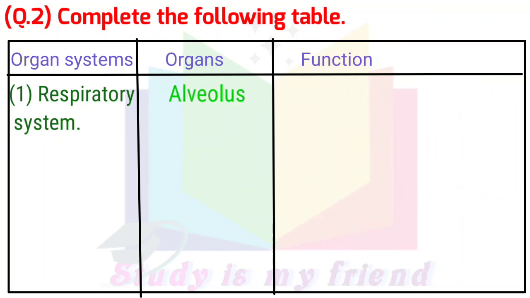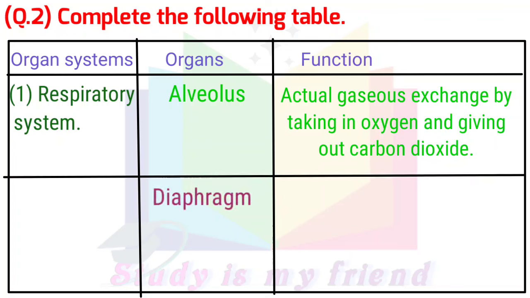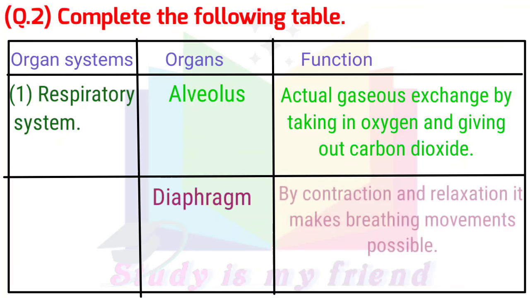Organ: alveolus. Function: actual gaseous exchange by taking in oxygen and giving out carbon dioxide. Organ: diaphragm. Function: by contraction and relaxation it makes breathing movements possible.